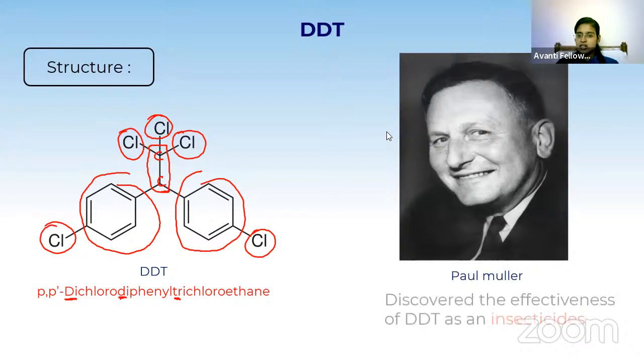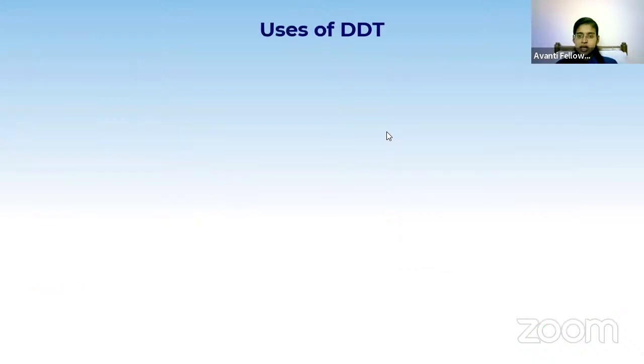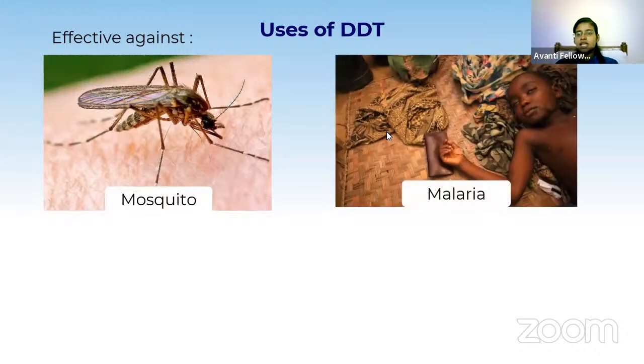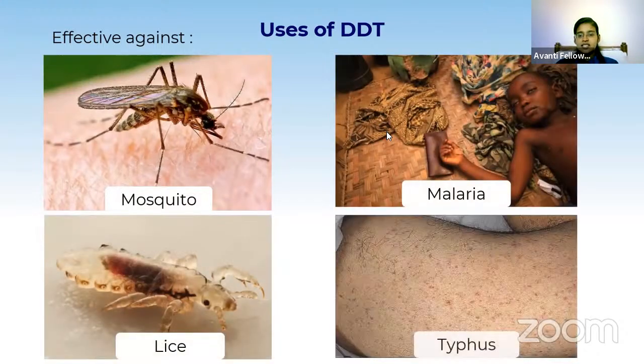This compound was formed or proposed by Paul Müller. He discovered the effectiveness of this DDT as an insecticide. It has some uses also, right? It is effective against mosquito, malaria, lice, and typhus. So he discovered the effectiveness of DDT as an insecticide.